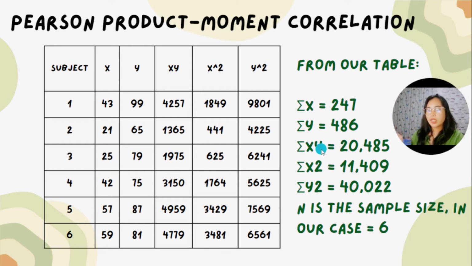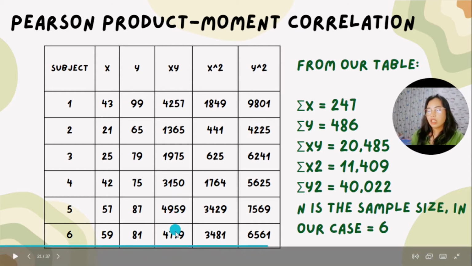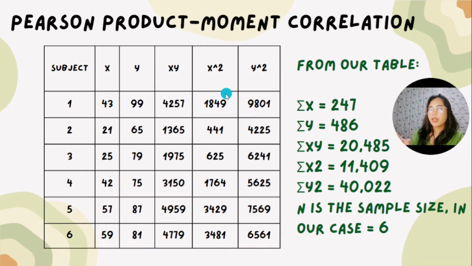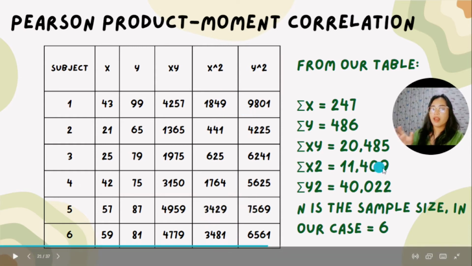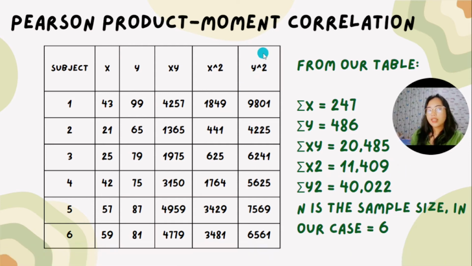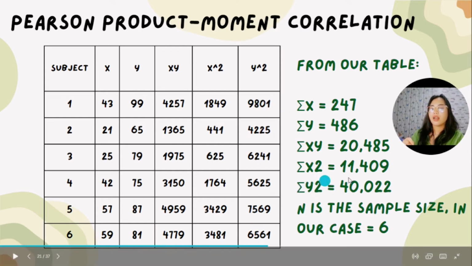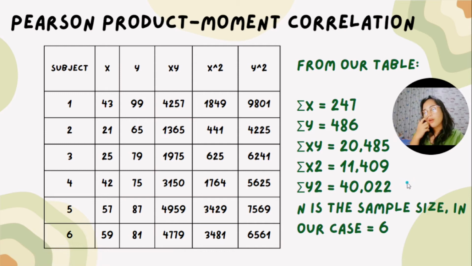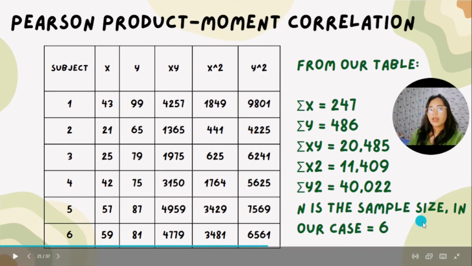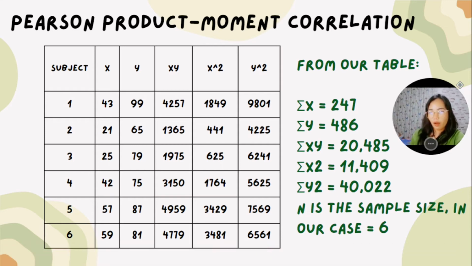The same is true with the summation of xy. These values right here are added to each other to get 20,485. Same with the x squared. These values are added with each other, so we got 11,409. And in this column, we have the summation of y squared, where these values are added to each other, and we have 40,022 as our summation of y squared. And for our n, the sample size is 6 because we have 6 subjects. So that is our given, or those are our values.